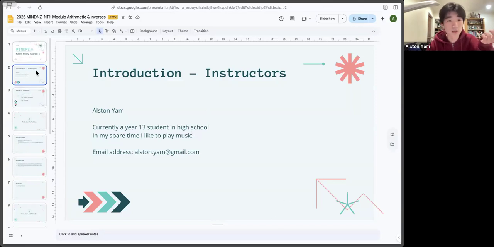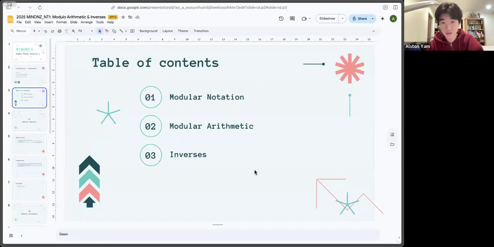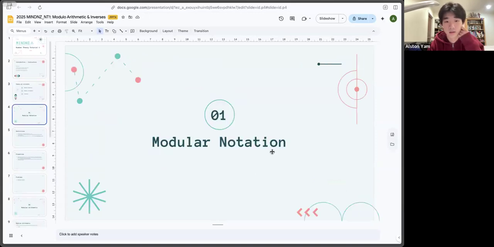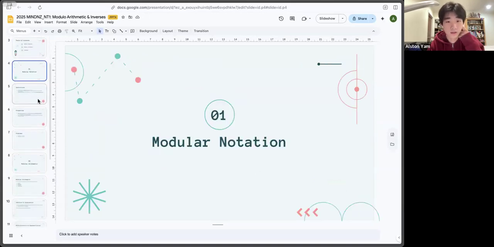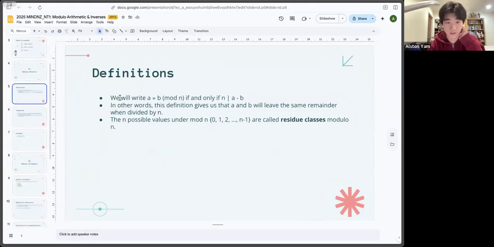Okay, so let's just have a look at what we're going to be going over today. We'll be talking about modular arithmetic and also inverses. We'll first go over some notation, then we'll see specifically how we do modular arithmetic, and then we'll move on to inverses. These two topics are quite interrelated, so I believe it's going to flow pretty well. Okay, notation. Let's start with some definitions.